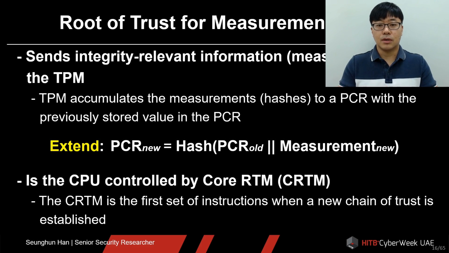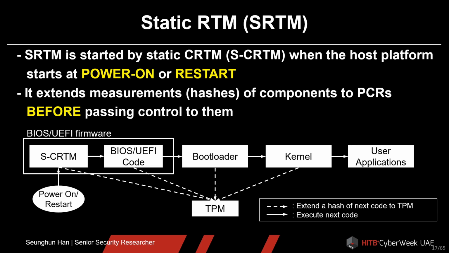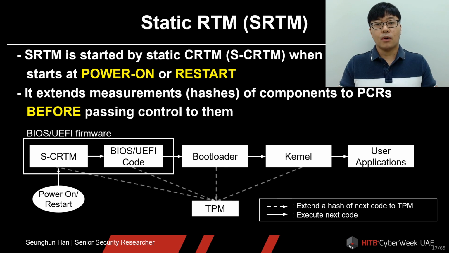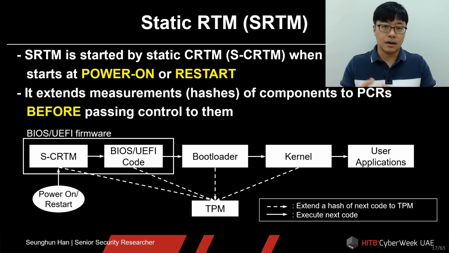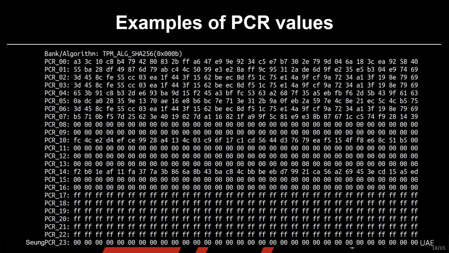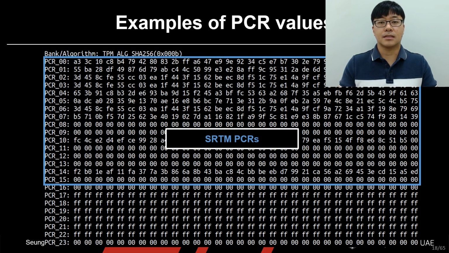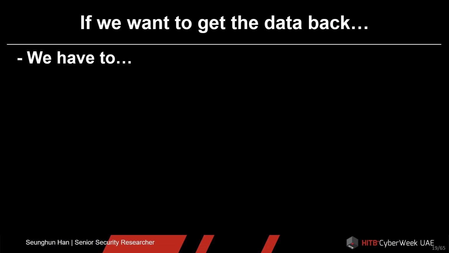RTM is the CPU controlled by the core RTM, and it is the first set of instructions when a new chain of trust is established. Static RTM is started by the static CRTM when the host platform starts at power on or restart. The important point of SRTM is that it extends measurements or hashes of components to PCRs before passing control to them. This process is called measured boot. These are examples of PCR values, and SRTM related PCRs are from PCR number 0 to 15.